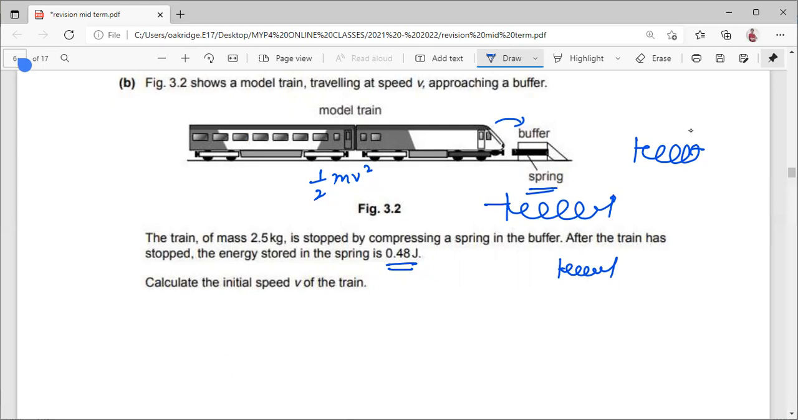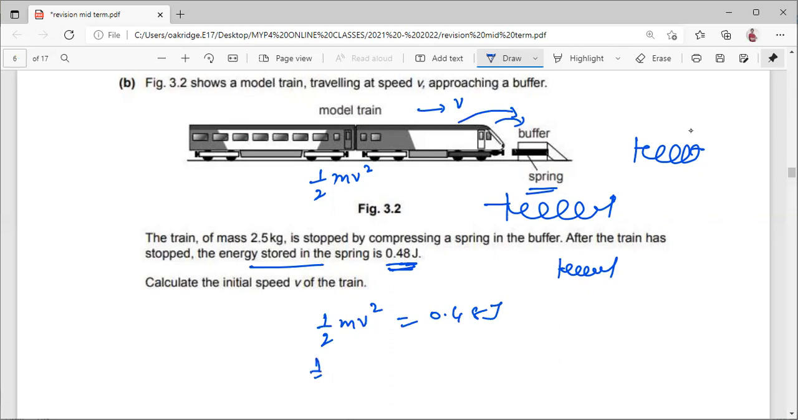So calculate the initial speed of the train, which means what? When the train is traveling with the speed v, what was the initial speed? So how do I do it? Now, when I say the energy stored in the spring is 0.48 joules, before the train came and hit the spring, there was no energy in the buffer. It was zero energy. So why did the spring's energy rise? Only because the entire energy was transferred. As a result, I can now equate half mv squared equal to 0.48 joules, right? The energy in the train is given to the buffer spring, and as a result, the energy increased. That's what we have done.